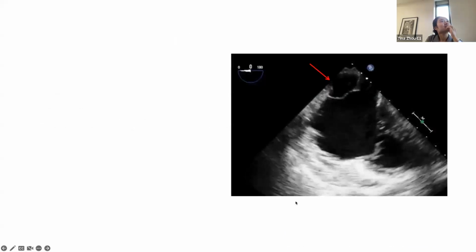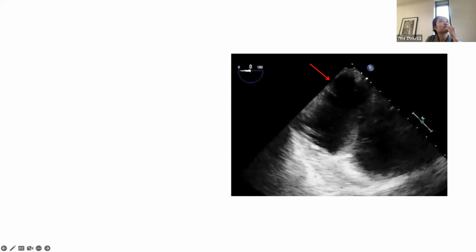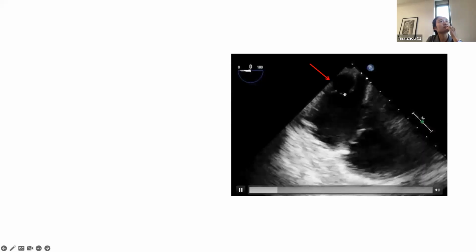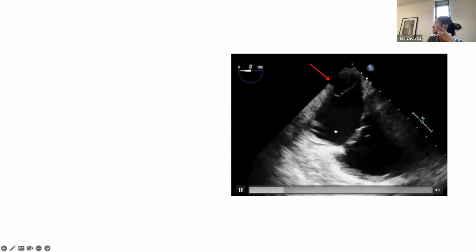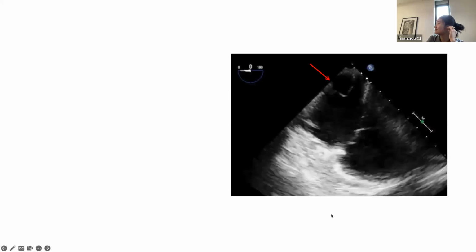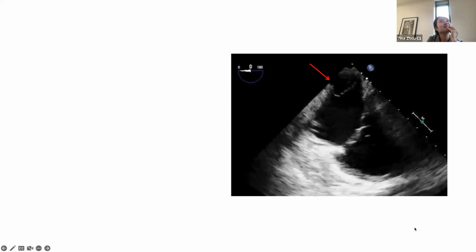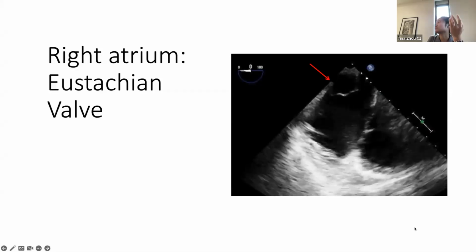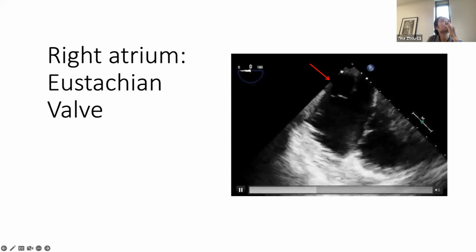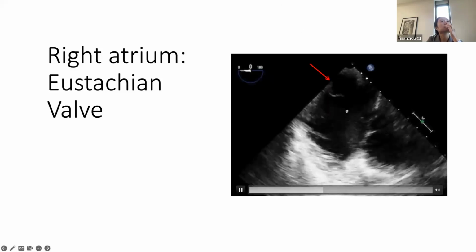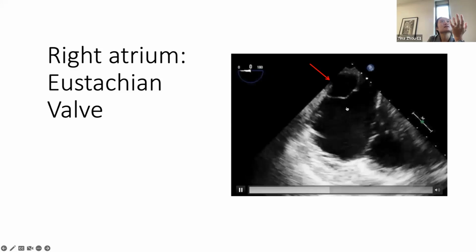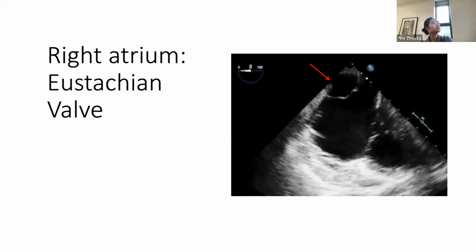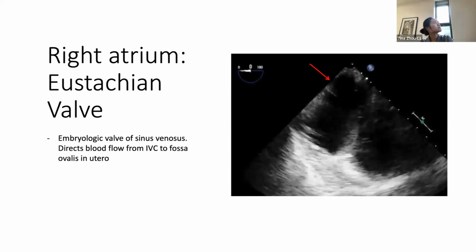All right, moving on here. This is technically a TEE view, again, of the RV inflow. Another flippity thing over here. Any guess? Yeah, it's hard to see. That's the eustachian valve in this view. So that's the IVC coming in. It looks like the Thebesian valve, but you really have to go based on the location. So it can be quite challenging sometimes to tell.